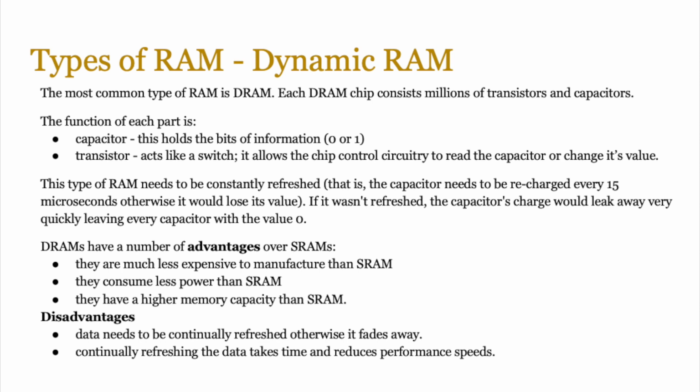Now, DRAMs have a number of advantages over the second type of RAM, which is called SRAM, and we're going to be looking at that in a moment. So DRAM is much less expensive to manufacture than SRAM. It consumes less power than SRAM, and it has a higher memory capacity than SRAM. Its disadvantages include that data needs to be continually refreshed, otherwise it fades away, and this continually refreshing of data takes time and reduces performance speed.